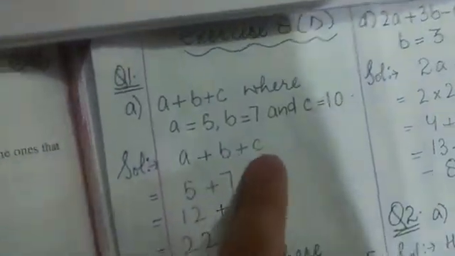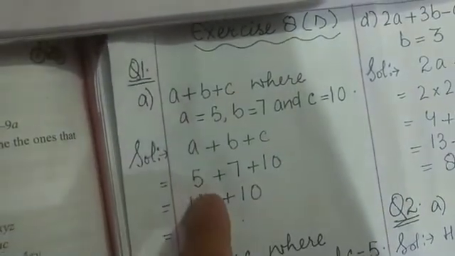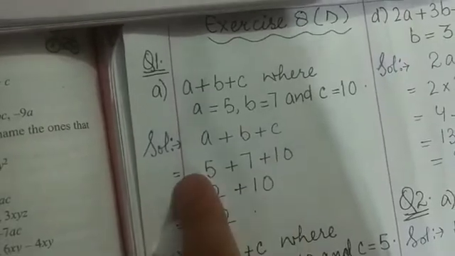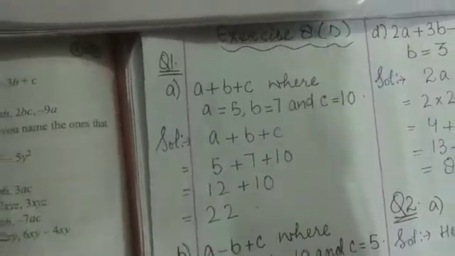Okay, so now we are going to start our last exercise, that is exercise 8D, and the first question is evaluate the following, and part A is a plus b plus c, where a is 5, b is 7 and c is 10. So we are supposed to find this value where the values are given, right? So just see, a plus b plus c. A is to be filled with 5, B with 7 and C with 10. Okay, so 5 plus 7 is 12 and 12 plus 10 is 22.